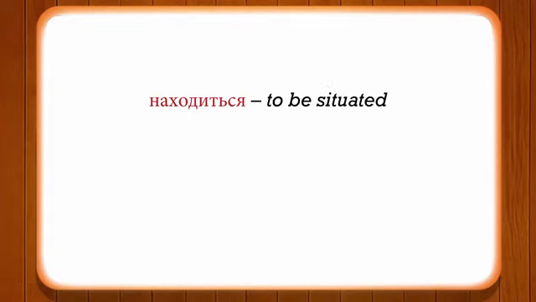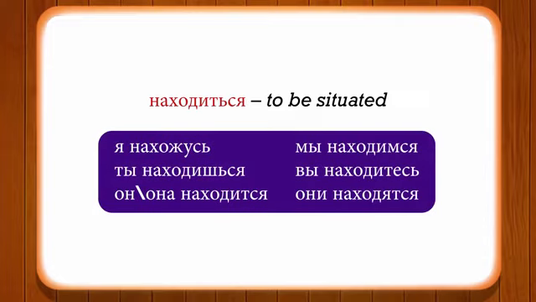Here you can also pay attention to this verb находится, which we have used in a conjugated form. Please pay attention to the conjugation of this verb находится while I conjugate it for you. Я нахожусь, ты находишься, он, она находится, мы находимся, вы находитесь, and они находятся.